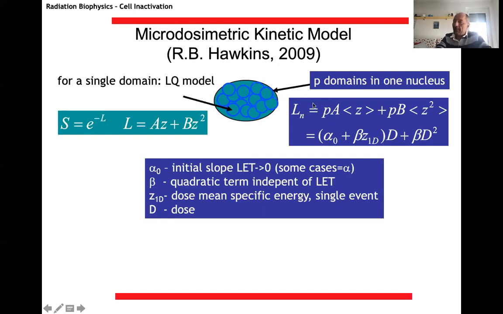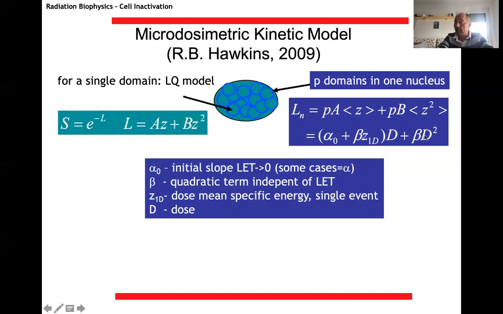Now, if you have P domains, you can write this equation in this way, and then eventually in this way, where alpha 0 will be the initial slope. Beta is a quadratic term which is now independent of LET. Alpha is dependent on LET. Z1D is the dose mean specific energy for single events. So it's the mean of the energy distribution, and D is the dose.